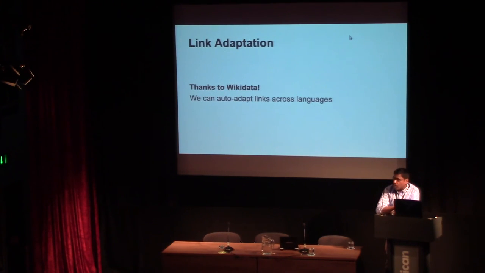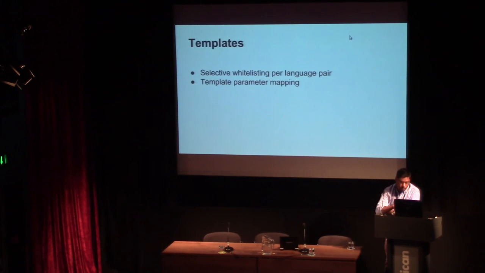Link adaptation is another tool. Link adaptation is done with the help of Wikidata. It works a lot and people gave us a lot of good feedback about it. We are saving a lot of effort in terms of identifying the links and adapting the targets automatically.